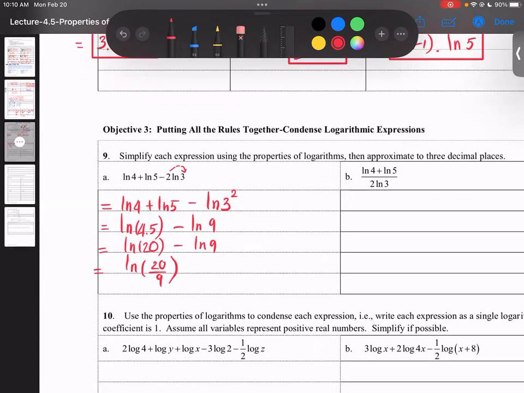And let me give you the happy ending. If you plug it in your calculator, you have log base e, you're going to have 0.051. They want it to 3 decimal places. Does everybody know how to use it in your calculator? If you don't, you can look it up on YouTube.